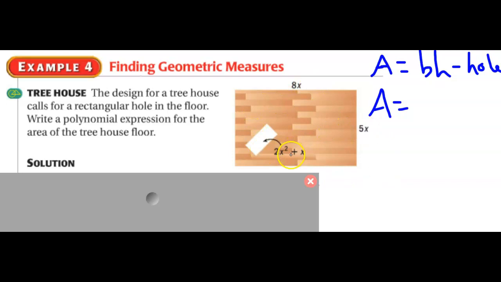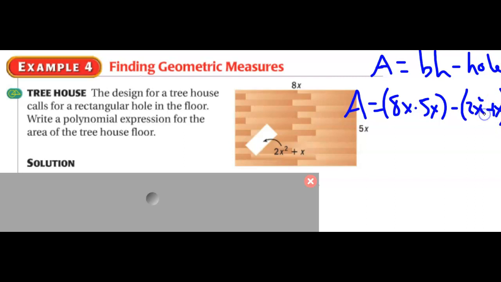So let's see. The total area is base. So think about this rectangle. We could call 8x the base and 5x the height, right? So we have 8x times 5x. And then we're going to subtract this hole, which they gave us the area for, 2x squared plus x. Okay, I had to kind of scoot the expression over a bit. So we're going to subtract 2x squared plus x. And excuse my writing, it's kind of hard to write on this computer screen. So there we go. So let's simplify now.